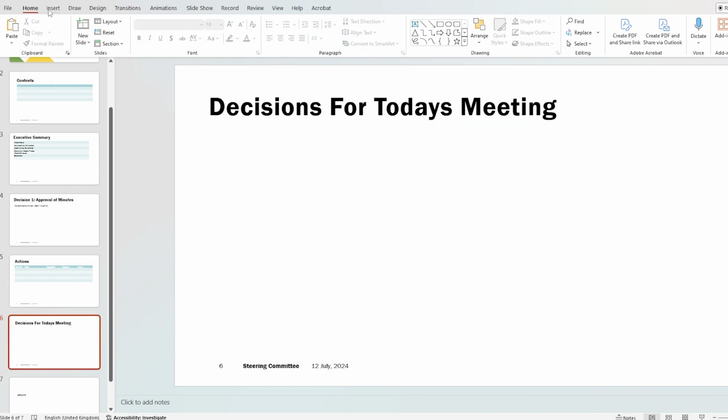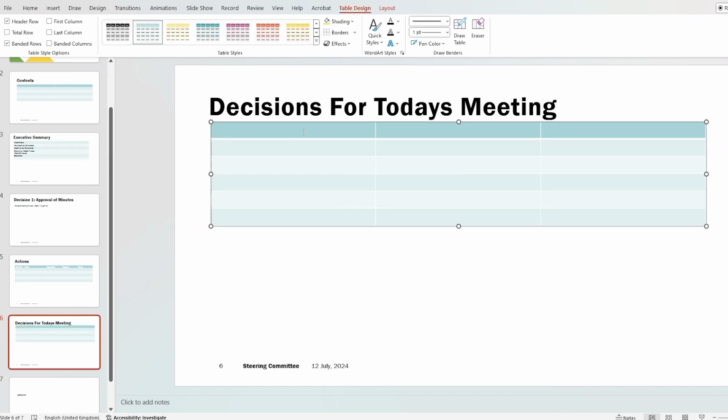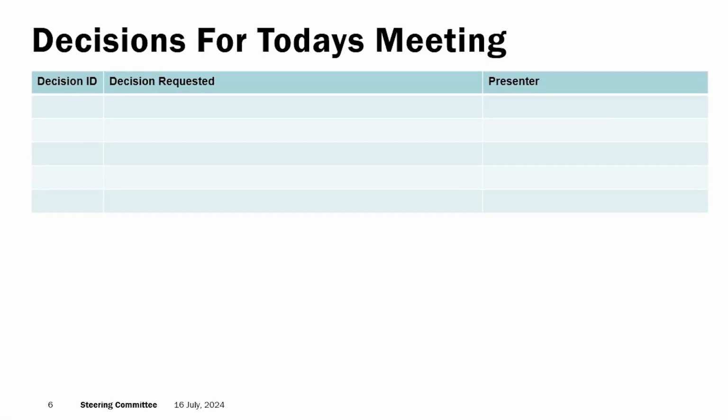Next up, we've got a slide talking about the decisions being made today. And this is just a summary slide. I'm going to use a table to present this information where it's just a brief overview of what the decisions are that are being asked for in the meeting.